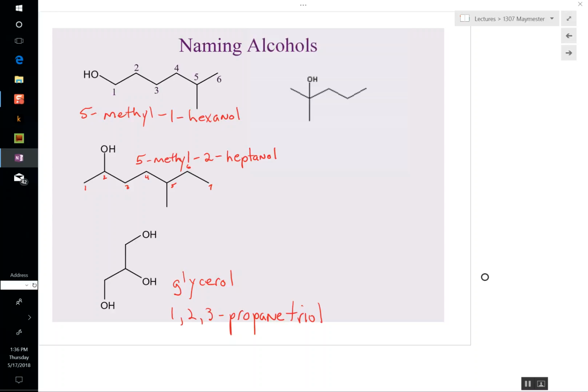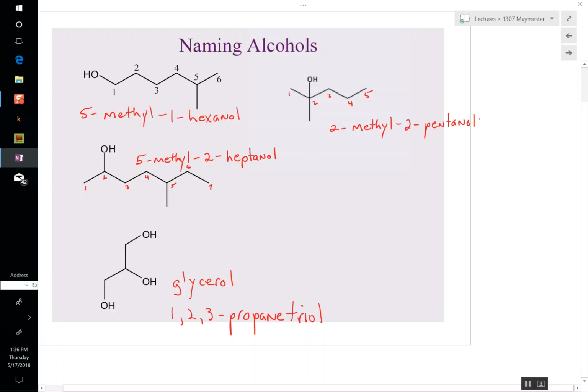Okay, and the one on the right, top right. All right, so it's 2-methyl-2-pentanol.